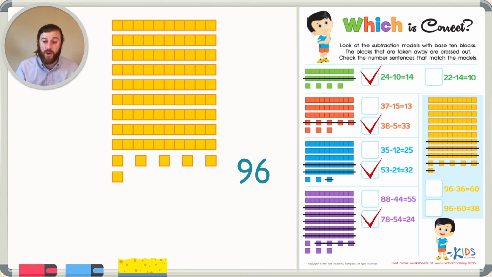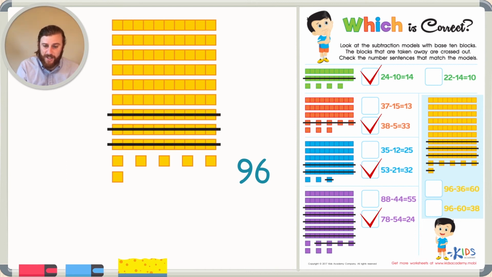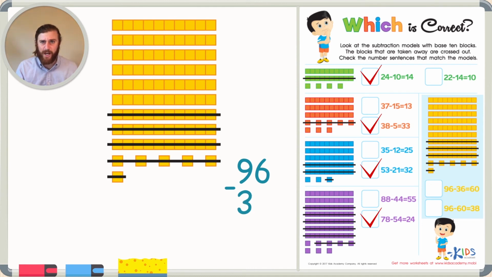Let's see how many cubes are crossed out. In this problem, there are 3 tens that are crossed out. There are also all 6 ones crossed out. Do you know how many we just crossed out? Well, we are taking away 3 tens, which equals 30. So we could put a 3 in the tens place. We're also taking away 6 cubes, so we can go ahead and put a 6 in the ones place. So our number sentence should read 96 minus 36.